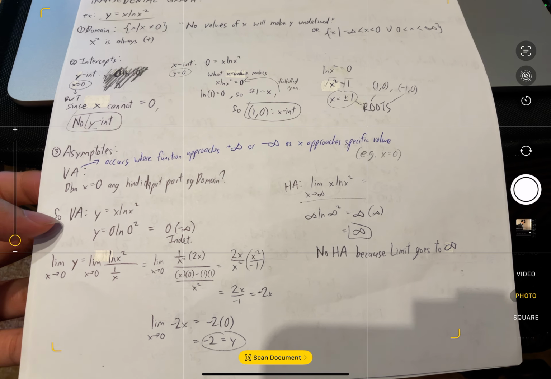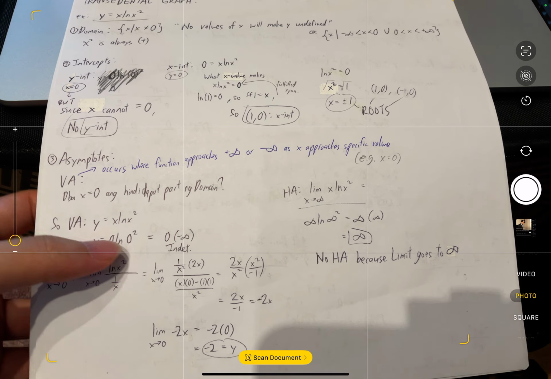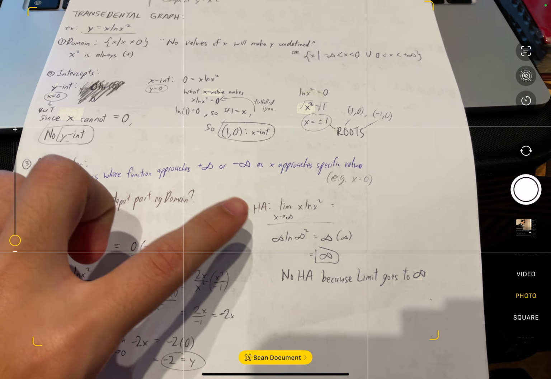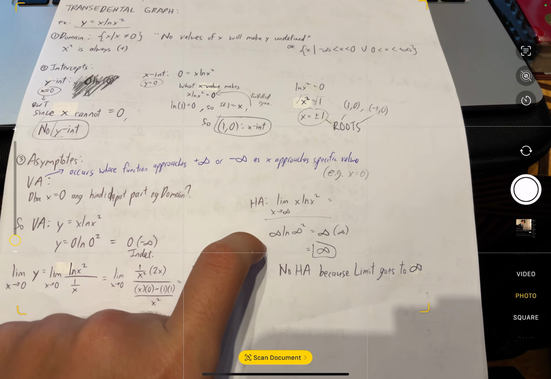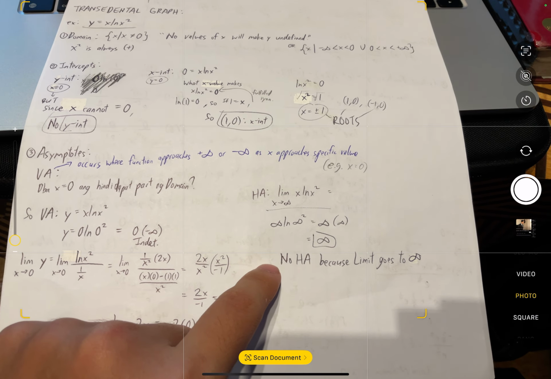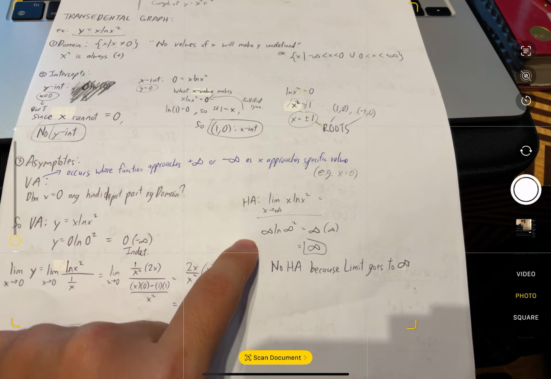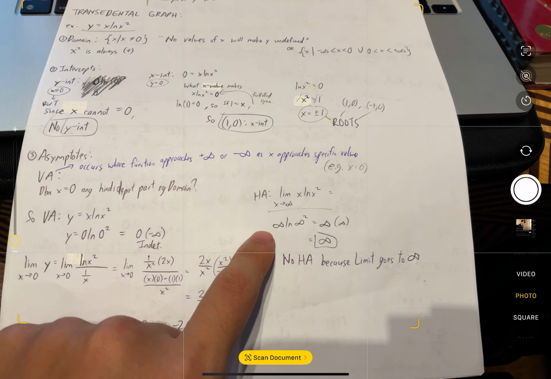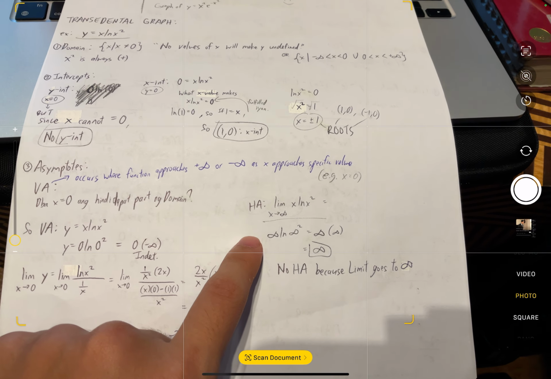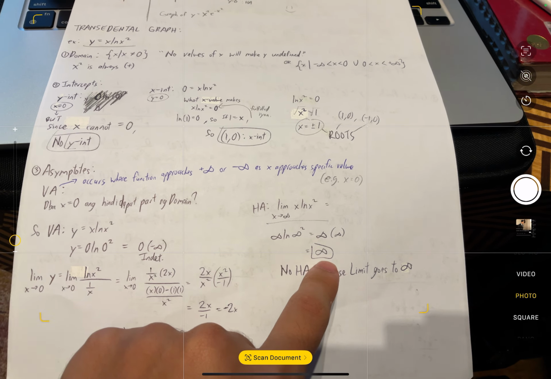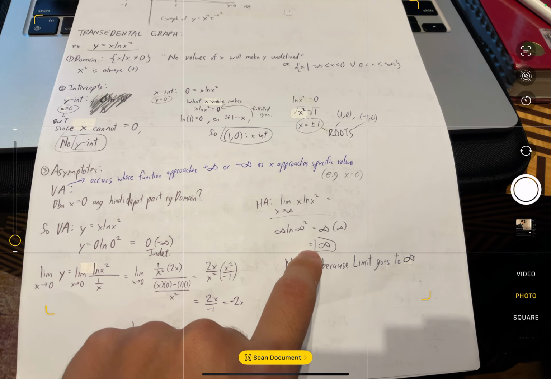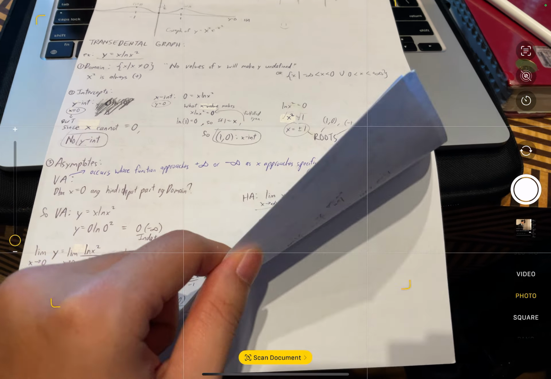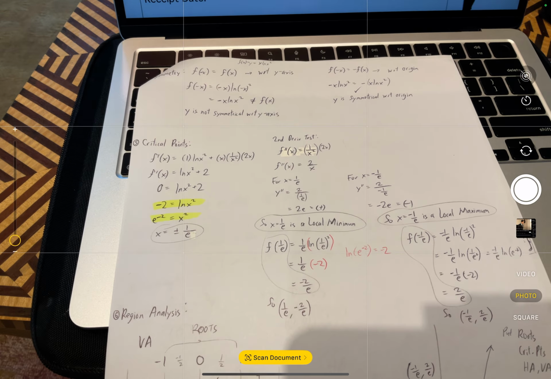So for asymptotes, again, for vertical asymptote, this is pretty vague to me. But for horizontal, again, limit as x approaches infinity. In this example, there is no horizontal asymptote because we did not have an indeterminate form upon substituting. So as you can see, we got infinity. Infinity itself is not considered an indeterminate form. So no HA.